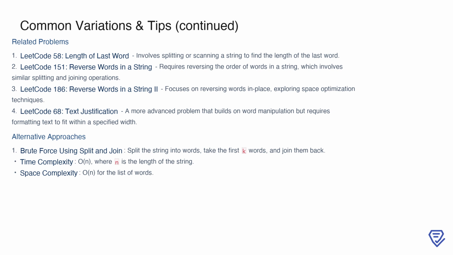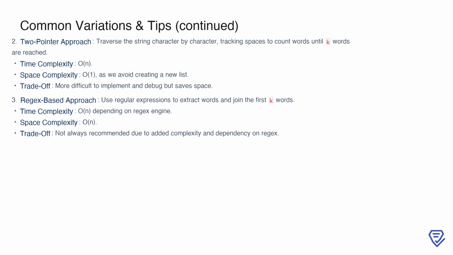As for alternative approaches, the brute force method is the most straightforward. You split the string into words, take the first k words, and join them back. This approach has a time complexity of O(n) and a space complexity of O(n), making it simple and effective for most cases. Another approach to solving this problem is the two-pointer technique. Here, you traverse the string character by character, counting spaces to track the number of words until k words are reached. This method has a time complexity of O(n) and a space complexity of O(1), as it avoids creating additional data structures like a list. However, it's more challenging to implement and debug compared to the brute force method.